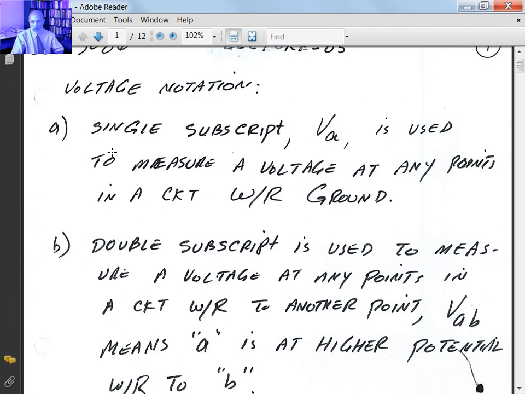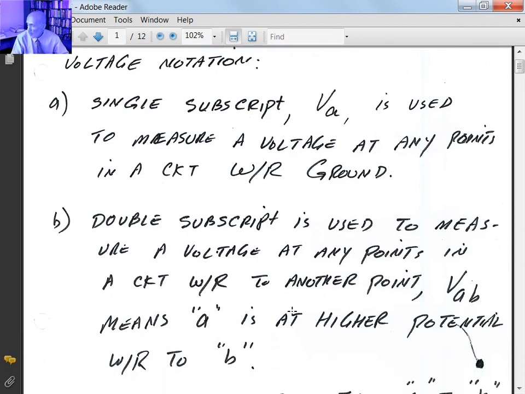One is a single subscript, such as V sub A, which is used to measure a voltage at any point in a given circuit with respect to the ground. So the single subscript is to measure with respect to the ground. Double subscript is used to measure a voltage at any point in a circuit with respect to another point in the circuit, such as VAB. That means the voltage at A with respect to point B.